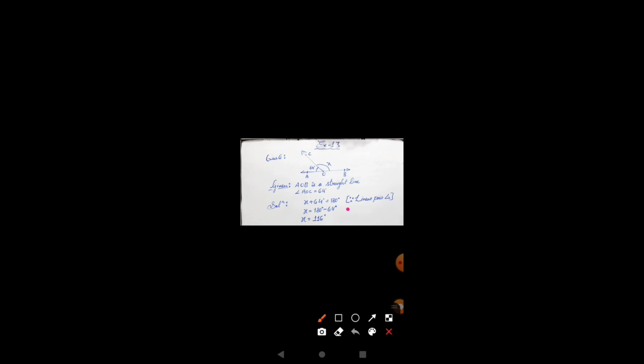So because these are linear pair angles, that's why we have written x plus 64 degrees is equal to 180 degrees. Now we will transpose 64 towards the right hand side. When it goes towards the right, it will become negative. So 180 minus 64 will be 116 degrees. So this is our required answer. In this exercise we will do all the questions, and try to solve question numbers 7 and 8 by yourself.